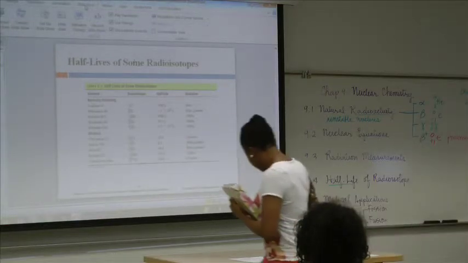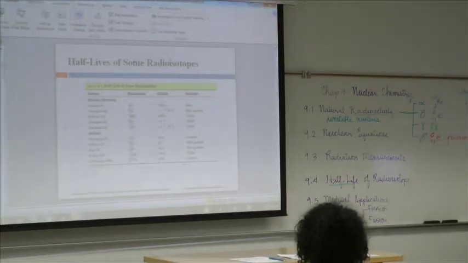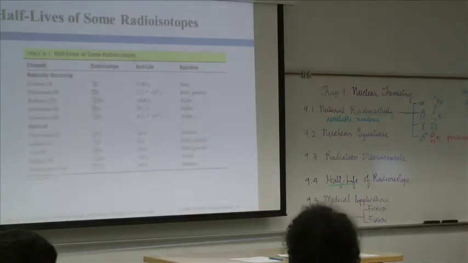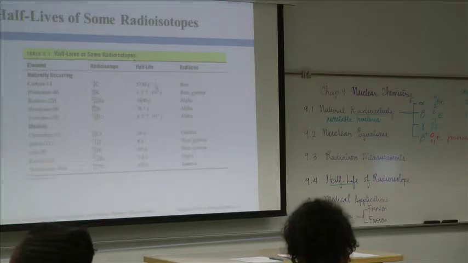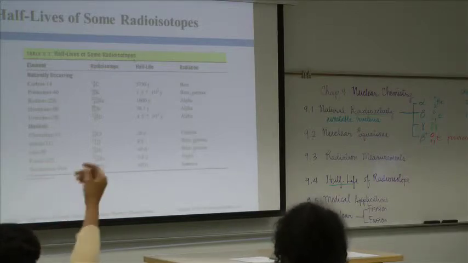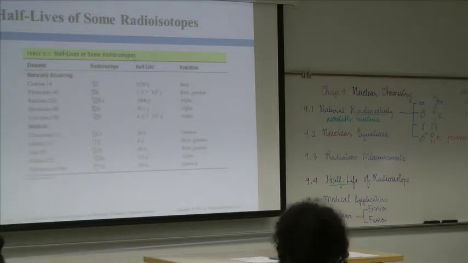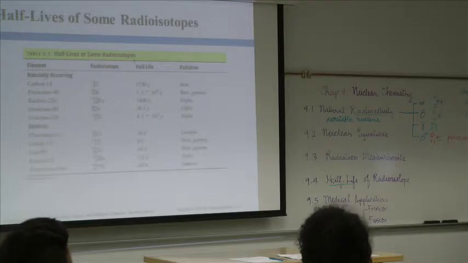Some half-lives of some isotopes. We take a look at carbon-14. The half-life is 5,730 years. So we don't use that in our medical applications, right? Because we'd be dead. The half-life is 5,000 years.